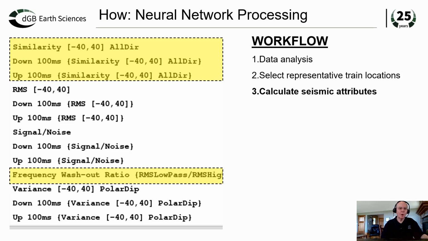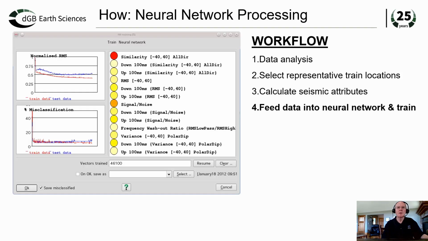Once you have a representative set of these chimney no and chimney yes, you would calculate a set of attributes at those locations. There is a default chimney attribute set that we start out with, and then you can modify that based on the area, sometimes including increasing the windows or adding other attributes. We would then feed that data into a neural network and train.